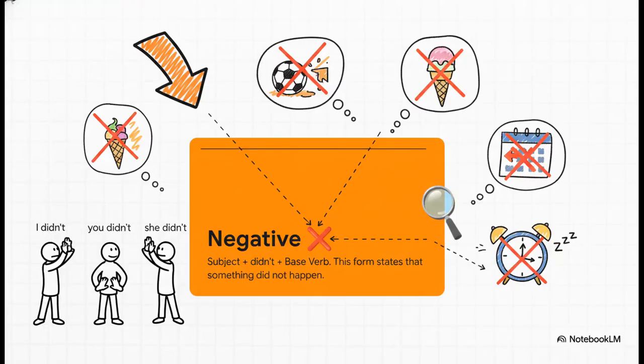So, what if something didn't happen? Well, for that, we have the negative form. And the magic word here is didn't. And you want to know the best part? It's the same for everybody. I didn't, you didn't, she didn't, they didn't. It doesn't get much simpler than that.